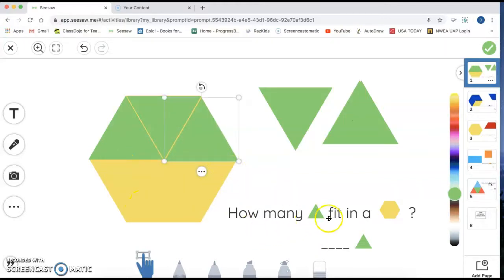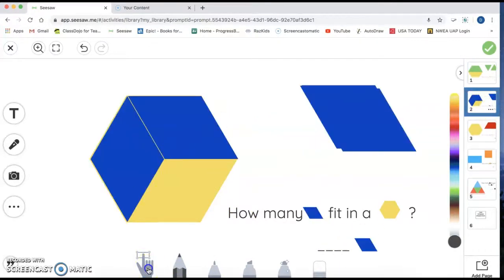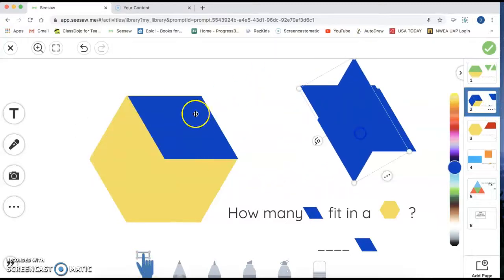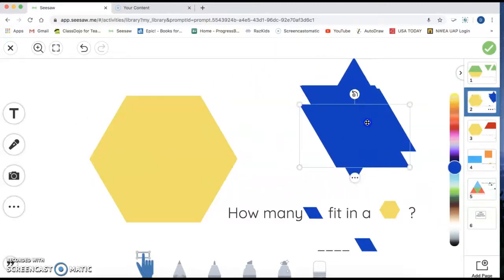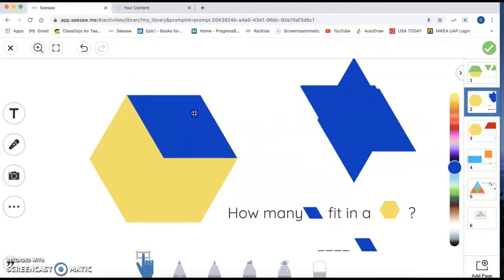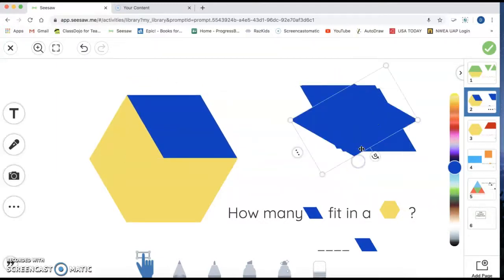So it says how many triangles fit in a hexagon. So I'm going to figure that out by moving these triangles into the hexagon and filling its shape. And then I'll use my drawing tool to write the answer on this line. Then you can go to the next one and same thing, you're using a rhombus. So you can drag the rhombus over. If you need it to go a different direction, remember there's that arrow tool to figure that out.